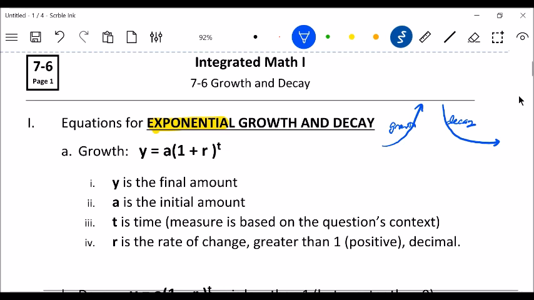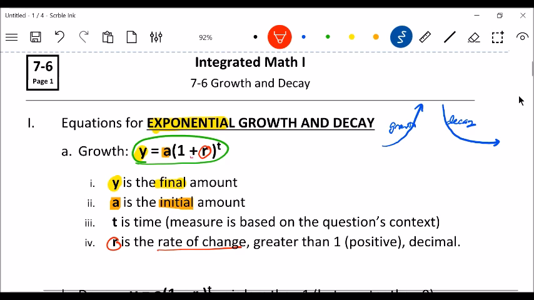So this is the formula we're going to look at right now, one of the two that we're going to use. And each of these things has a particular meaning. That Y is the final amount. The letter A means the initial amount, so I'll do final and initial. This R is the rate of change. It has to be larger than 1 in this one. It's a positive number. This is a plus here.